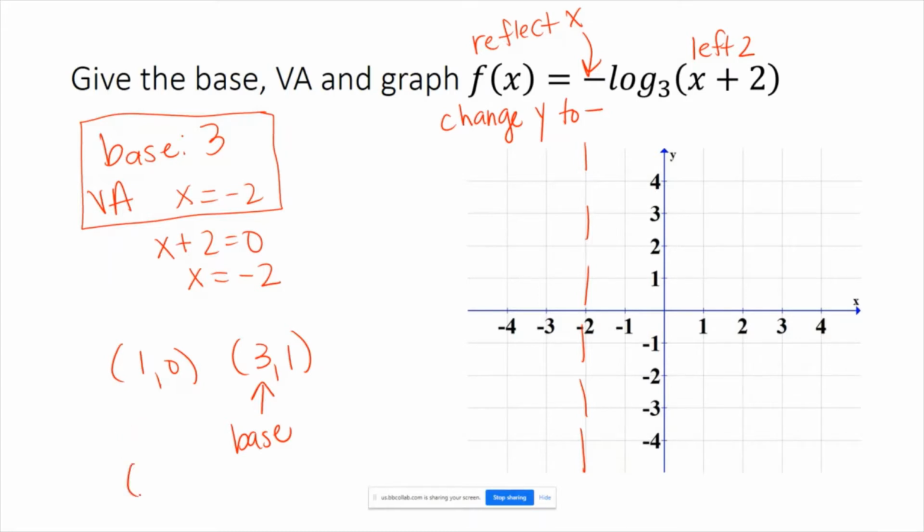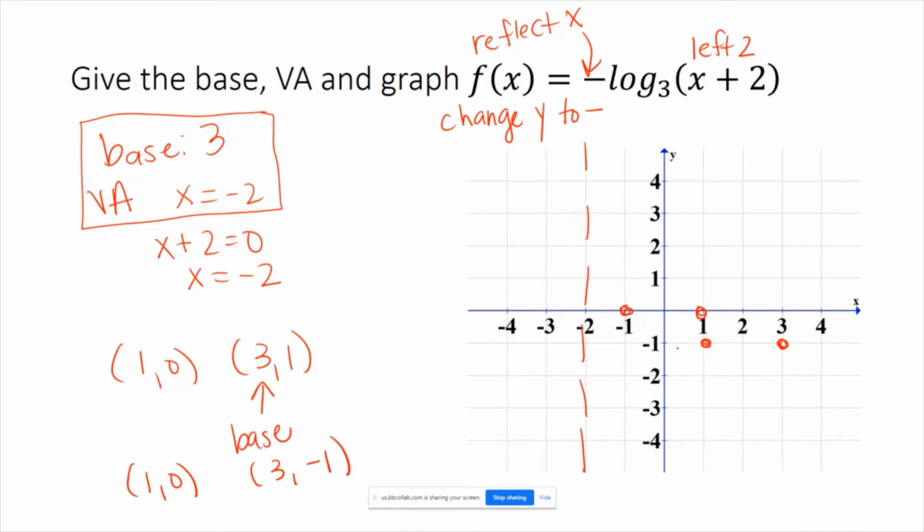Okay, so first, let's change all these y values to negative. Negative 0 is still 0, and negative 1. So I will start with the coordinate point 1, 0, and 3, negative 1. I want to move both of these coordinate points left 2. 1, 2.